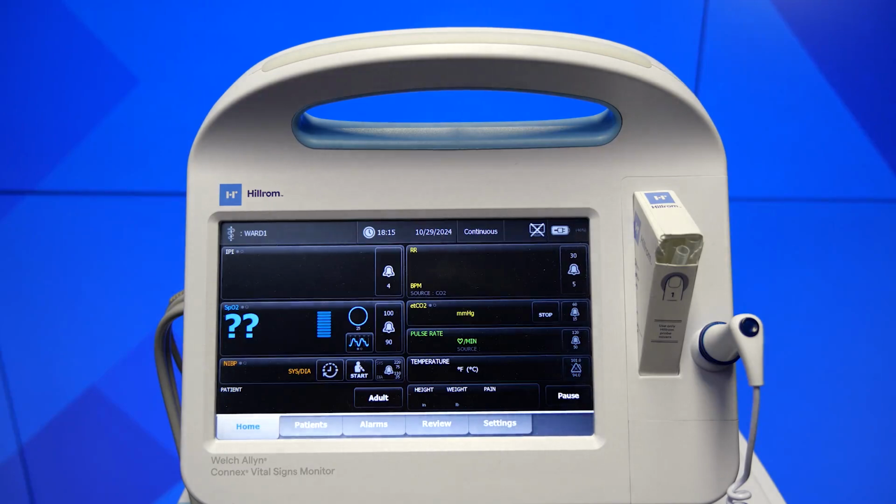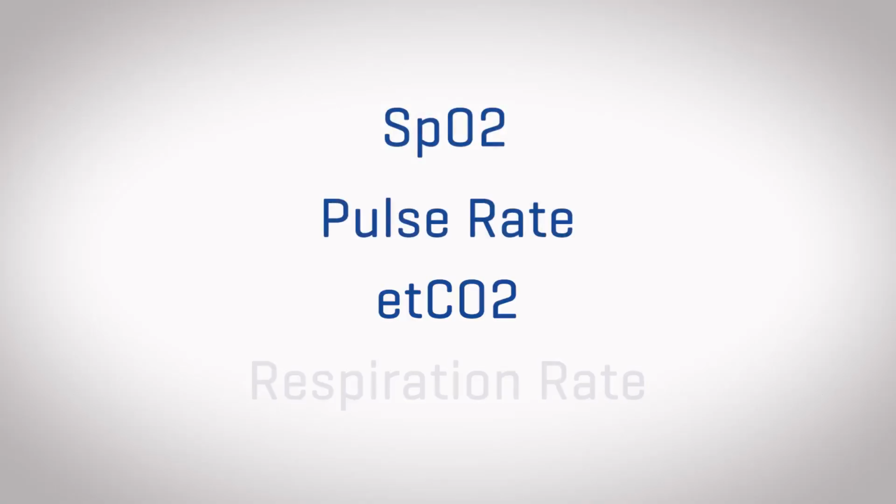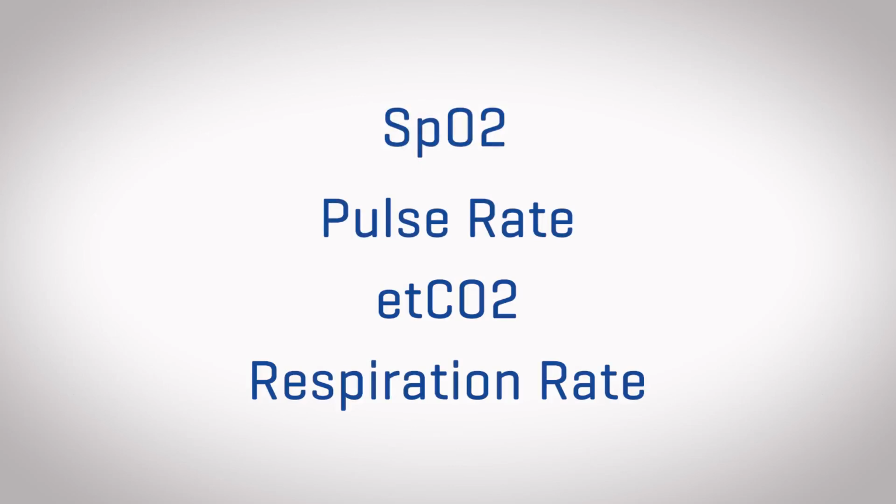To begin continuous monitoring, first be sure you're in the continuous profile, and then begin attaching the sensors to the patient. The screen will begin to populate as readings are acquired. In this profile, measurements are automatically saved as follows. Continuous measurements such as SpO2, pulse rate, EtCO2, and respiration rate are saved once per minute.